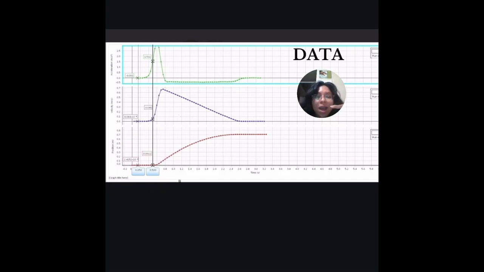Our middle graph is our velocity, and then our third graph on top, which is the green one, is our acceleration. So all of those were made based on our position versus time graph that we had originally from the movement of the red car and wooden block down the straight air track.